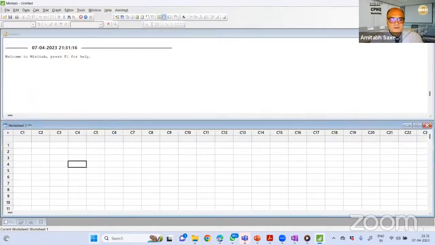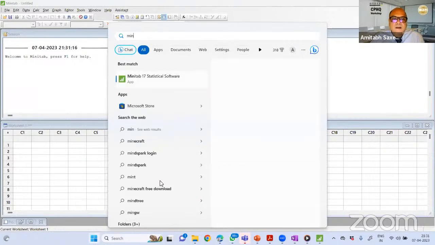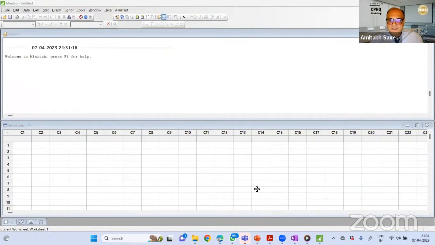Just a minute, let me see if I can get project data related to patient discharge time. Yeah, let's see.